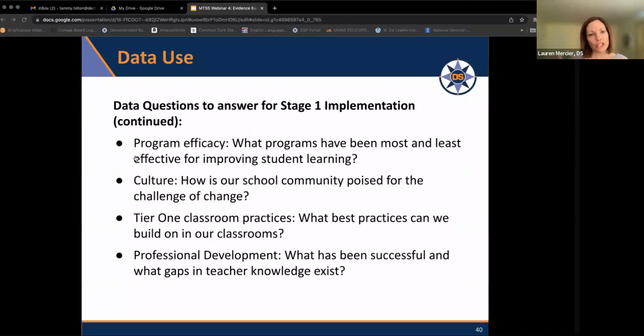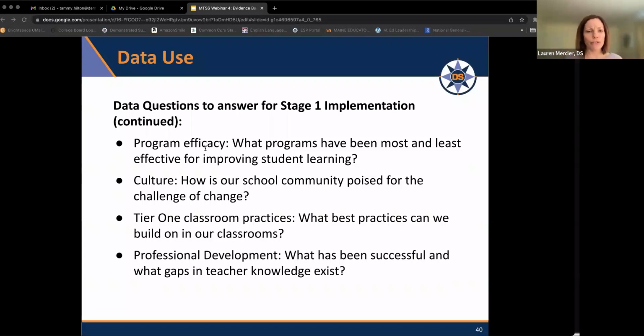Some additional questions, program efficacy. Tammy just talked a ton about efficacy. What programs have been the most or least effective, right, in improving student learning, right? So you'll need to disaggregate this data by program. And again, you can use your longitudinal data, your state and universal assessments, or again, you can come to common assessments. Culture, right? This is so important.